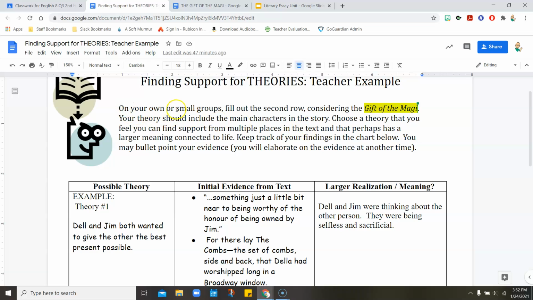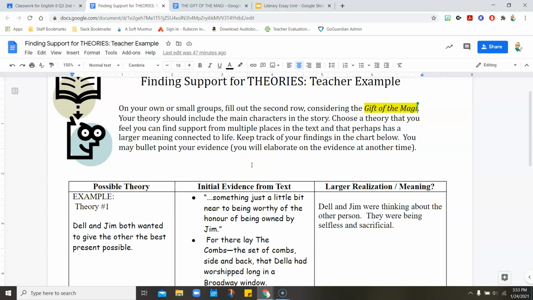So on your own or in small groups. If we're in the classroom together, we'll probably be working in small groups, but those of you working remotely obviously are working at home. Fill out the second row considering The Gift of the Magi. Your theory should include the main characters in the story. Choose a theory that you feel you can find support for from multiple places in the text and perhaps has a larger meaning connected to life. If something happens more than once in a text, that's a lot of evidence, okay? And if you can connect it to life in general, then that's even more evidence.